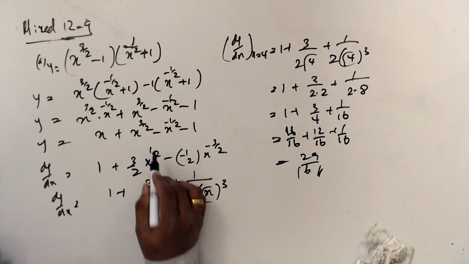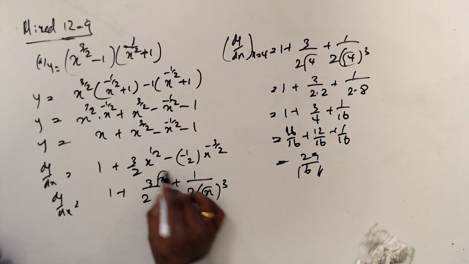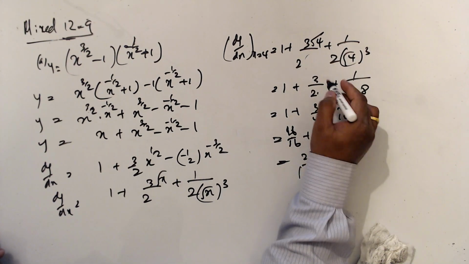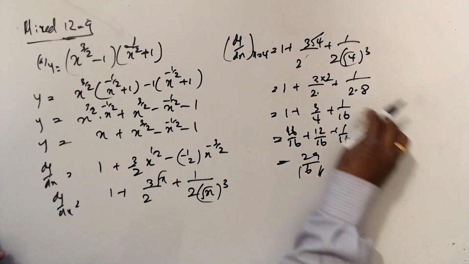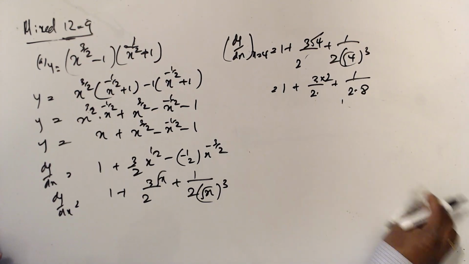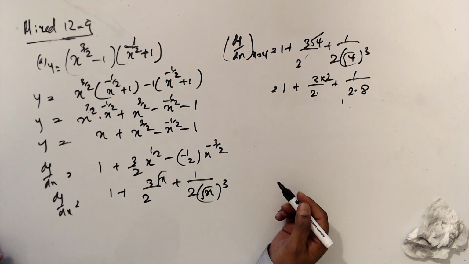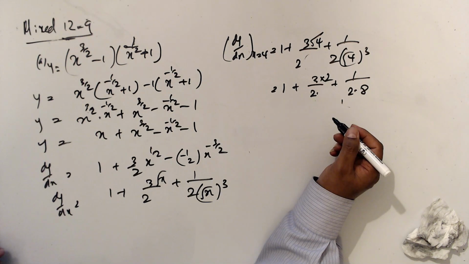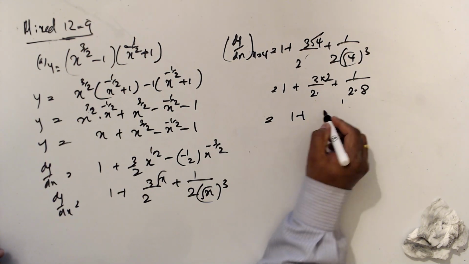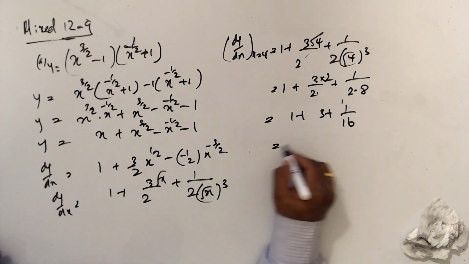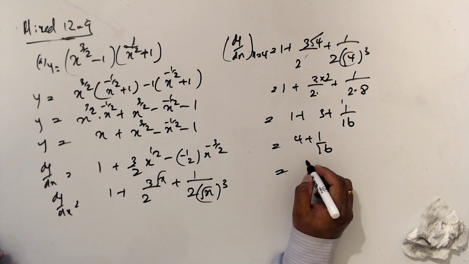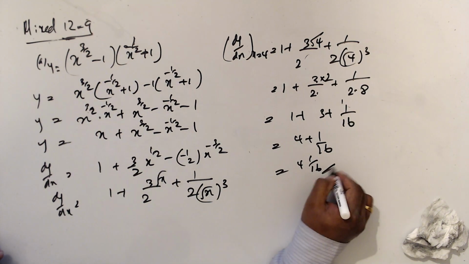There's an error. This is x to the half. The square root should be on top. So this is square root 4 on top, so this 2 is on top. So this is 1 plus 3 times... plus 1 over 16, 4 plus 1 over 16. So this is going to be 1 over 16.